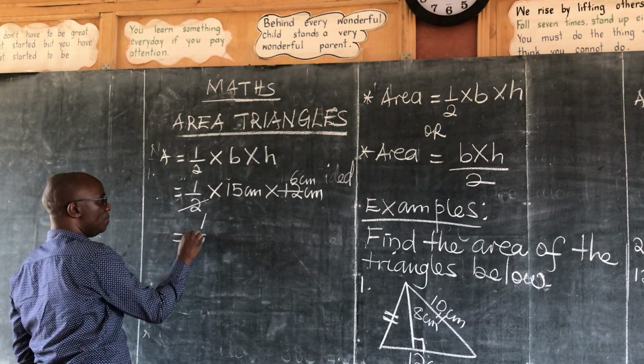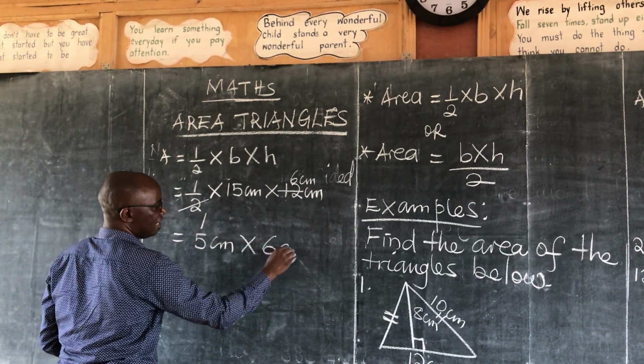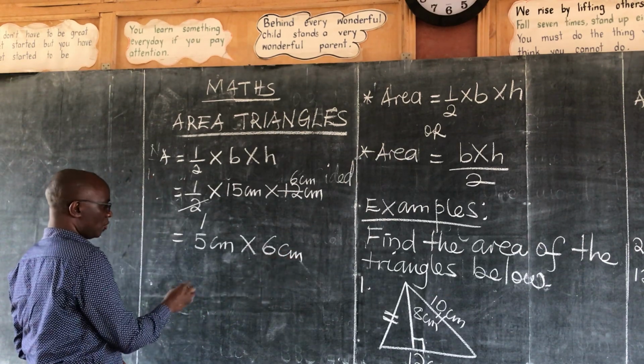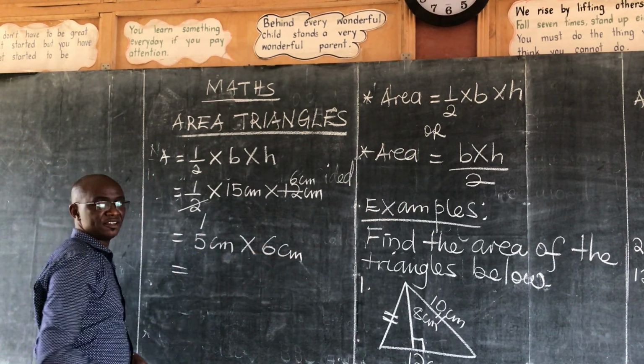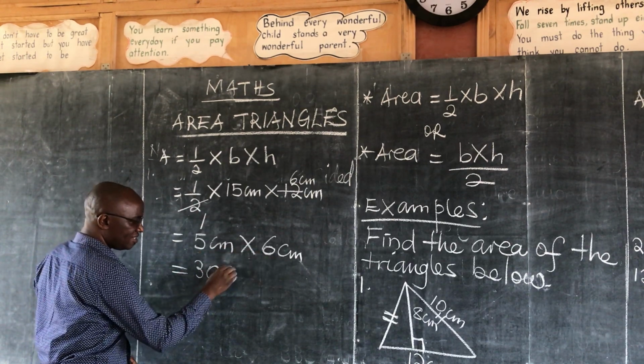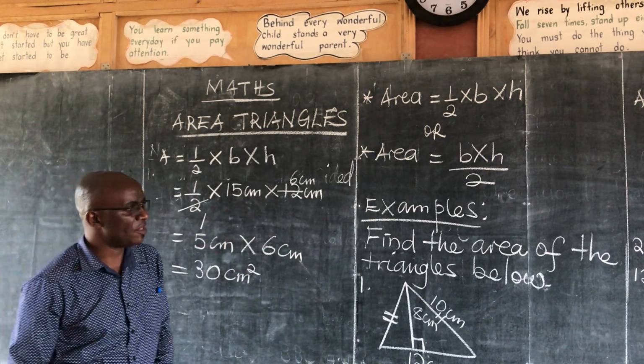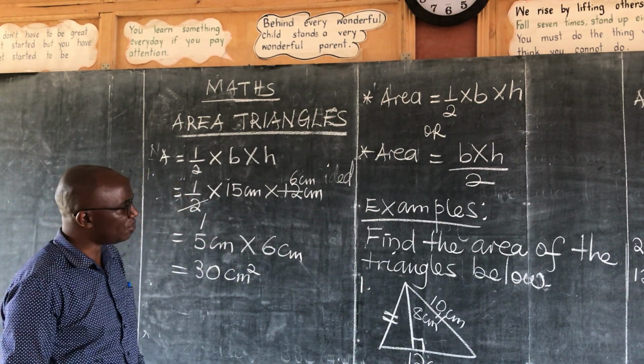So therefore we remain with 5 centimeters times 6 centimeters. So 5 times 6 is 30. Cm times cm is cm squared. So that is the area. I think those two examples are enough for us.